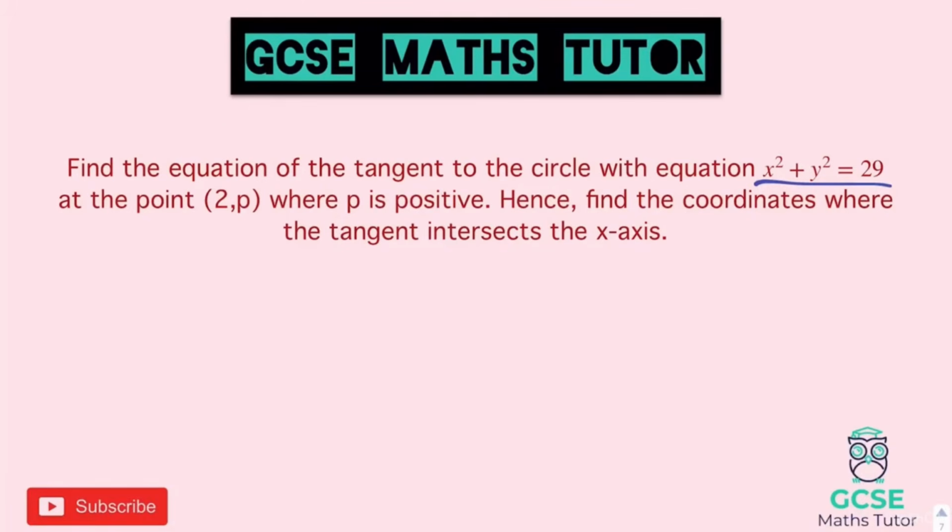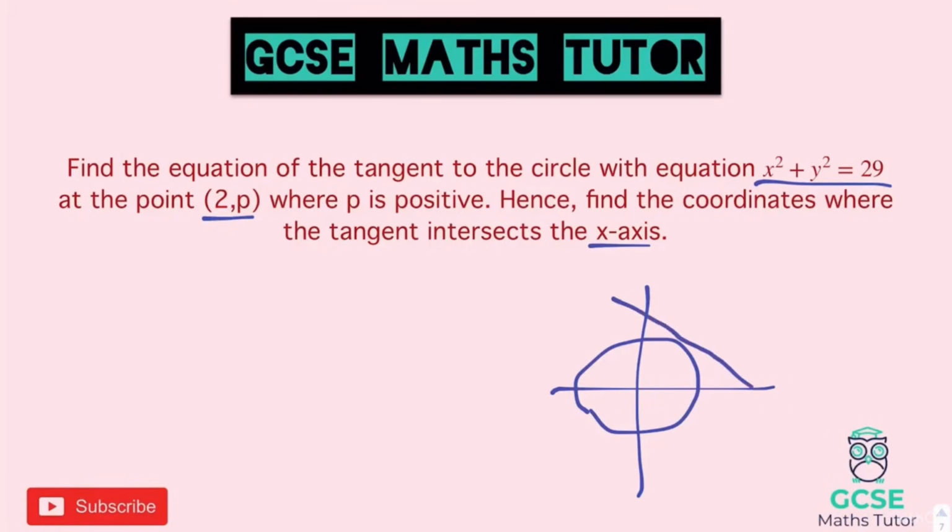You've got the point 2, p, where p is positive, and it wants you to find the coordinates where the tangent intersects the x-axis. So draw yourself a little sketch. Remember it's a circle with centre 0, 0. Draw yourself your little tangent, remembering where it is, in the positive quadrant for this one. And remember that you are trying to find this coordinate just here.